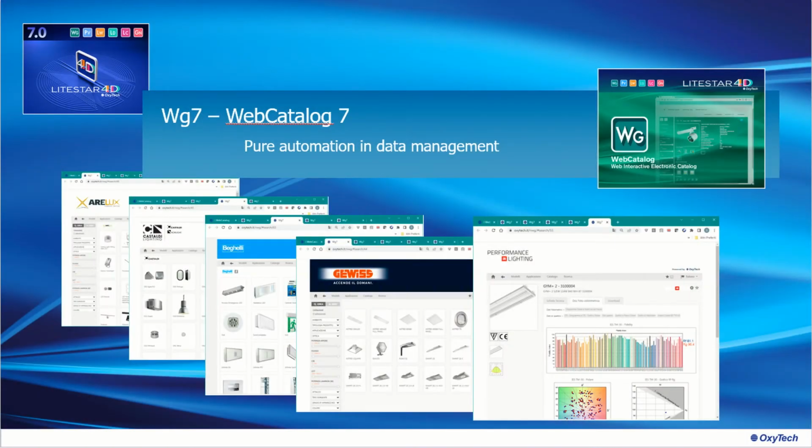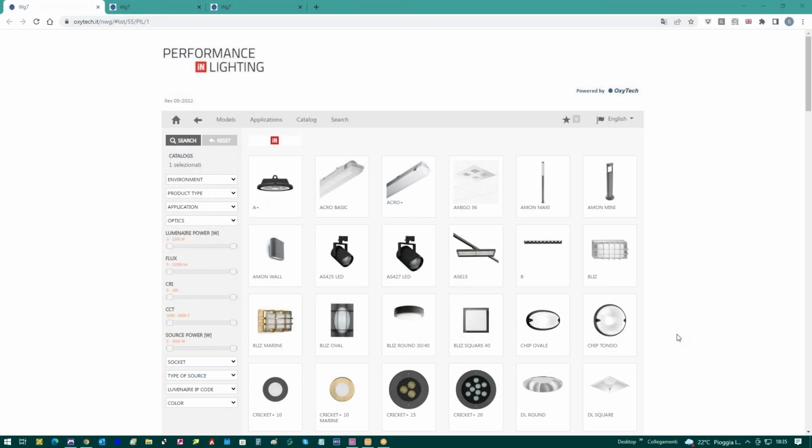WebCatalog 7, also called Wg7, represents an absolute novelty in lighting product data management via the internet, because it allows to rationalize and, above all, to automate data management. And this is the great advantage for luminaire manufacturers, but also for lighting designers, lighting planners, and public bodies, because Wg7 was not only thought to give advantages to the manufacturers, but also to the designers in the market.